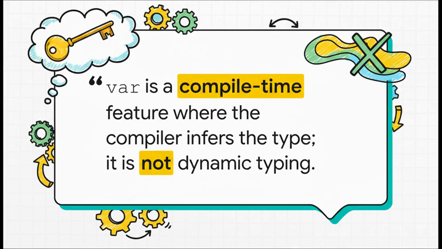So if there's only one thing you remember from all of this, let it be this sentence. This is your golden ticket, the perfect interview answer. It's short, it's sweet, and it's dead on accurate. It shows you know it's a compile time feature, that the compiler's doing the heavy lifting, and most importantly, that it has absolutely nothing to do with dynamic typing. You say that, and you've just proven you know what you're talking about. You've cracked the code on var.